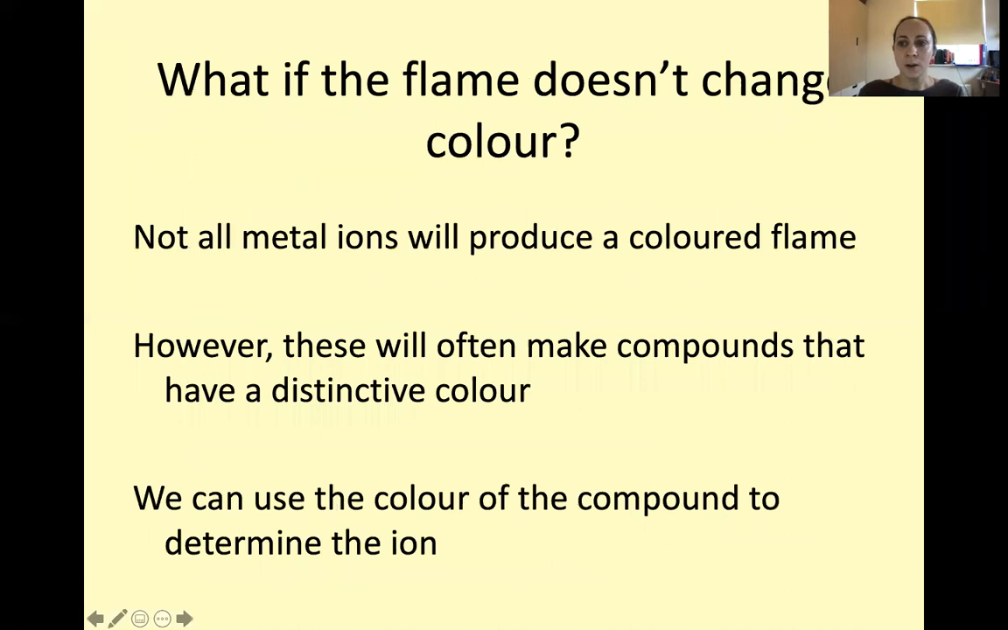Right, so we're now going to think about our positive ions, but what do you do if you do a flame test with something you know has a positive metal ion, but the flame doesn't change colour. So not everything will change colour, but those substances will form compounds that have a distinctive colour. So we're thinking now about doing a chemical reaction to make a compound and then using the colour of the compound to work out what that ion might be.